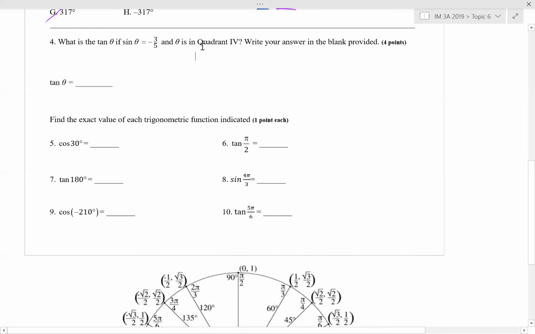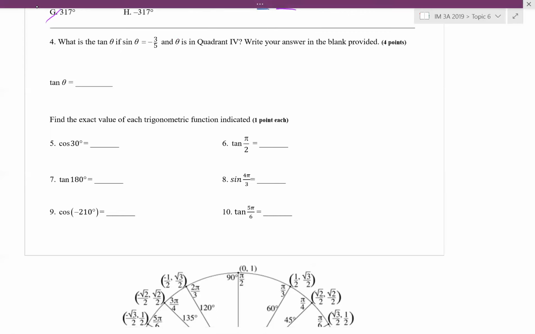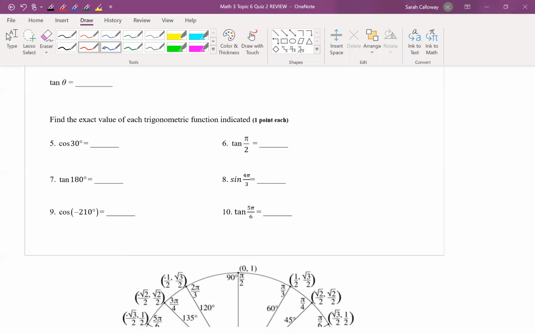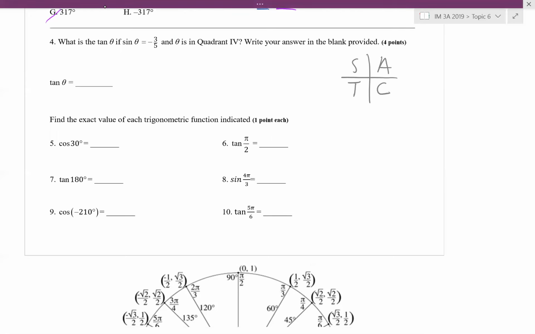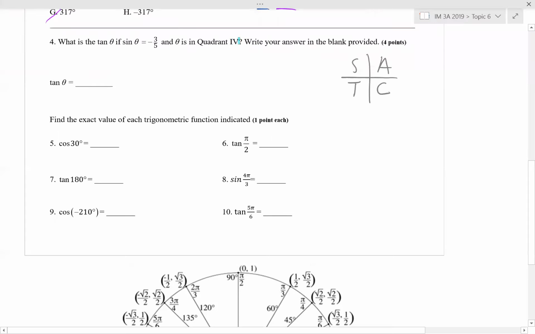For this question, we're given a trig function, sine, and quadrant 4, and we're asked to find tangent, another trig function. If we remember, "All Students Take Calculus" reminds us what's positive in what quadrant, and we think about this as in quadrant 4. So in quadrant 4, cosine is positive. That means that tangent is going to be negative.